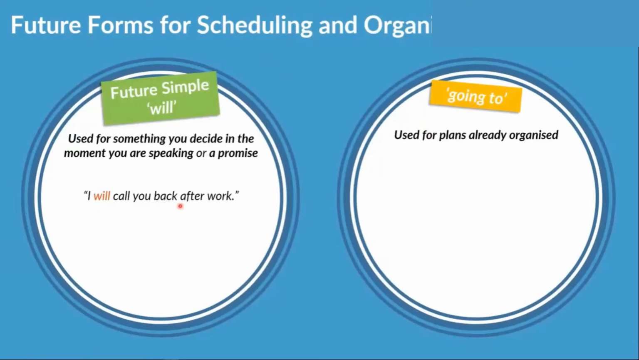Let's look at some examples. I will call you back after work. So you're speaking to them on the phone. I'll call you back after work. He will not be able to ring me later. Okay, it's in the moment you're speaking. He will not be able to ring me later. He won't do your homework for you. We know that the negative will not can be contracted to won't. It's a strange one. It's not willn't, it's won't. So he won't do your homework for you.